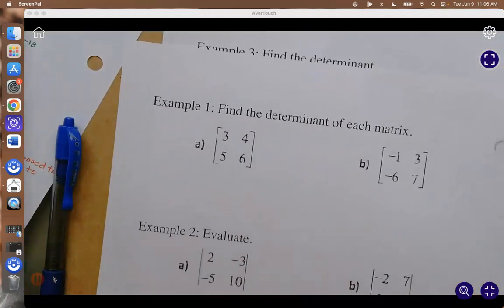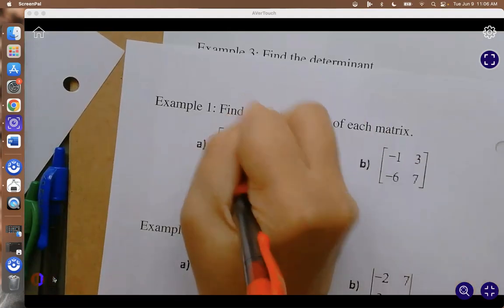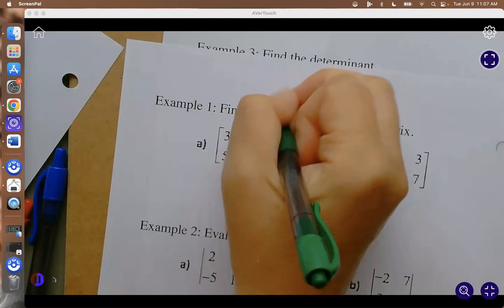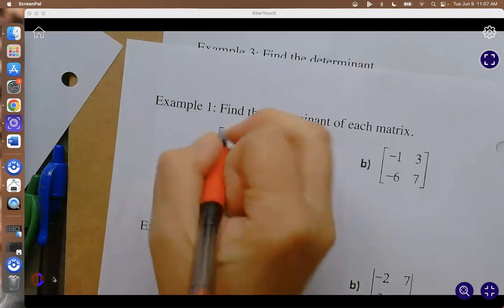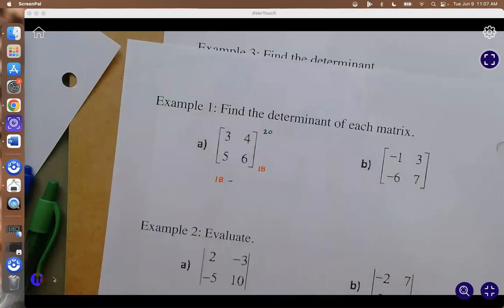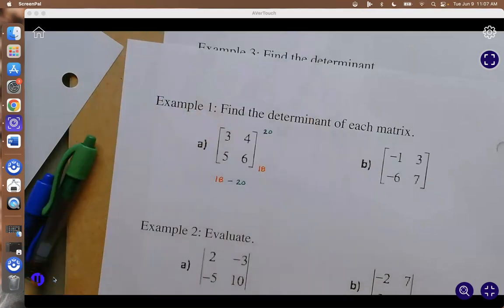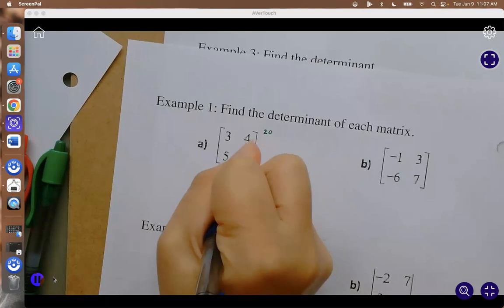So let's do a couple of examples of that. Alright, so to find the determinant of each matrix. So this times this is 18. This times this is 20. Okay, so 18 minus 20 gives us a determinant of -2.